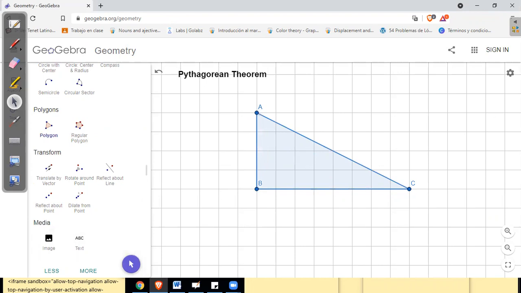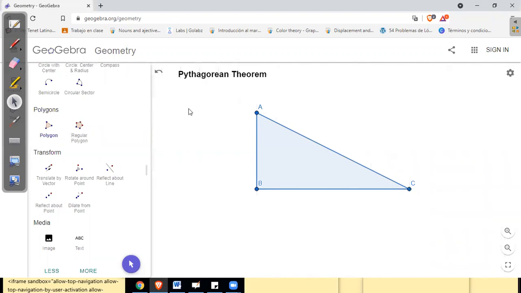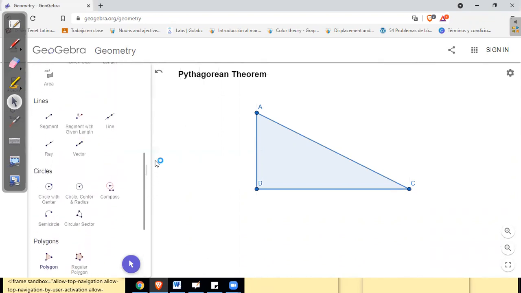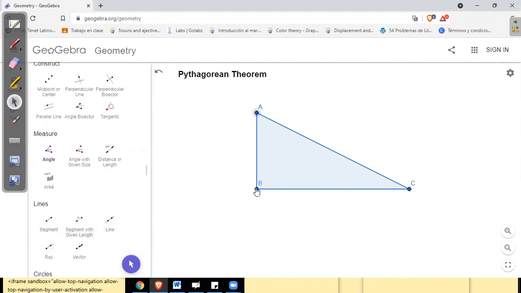Now that we have done that, we're going to click here again, settings, show grid, and then no grid. Now we're going to compute that the angle is exactly 90 degrees. Moving to measures, we're going to click on A, B, and C. And as you can see, we have an angle of 90 degrees.